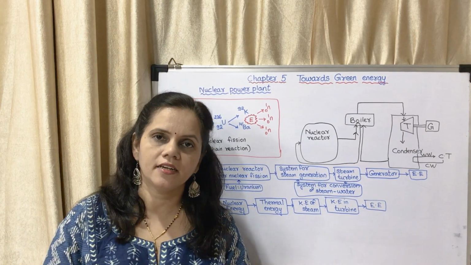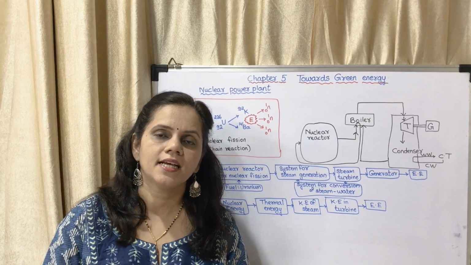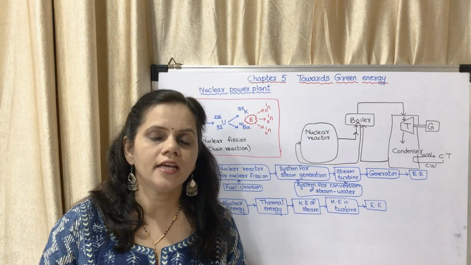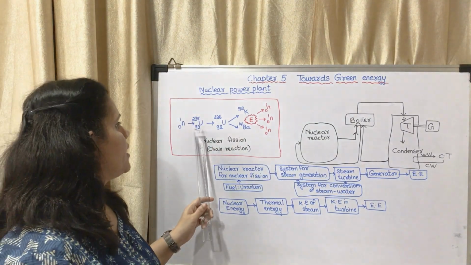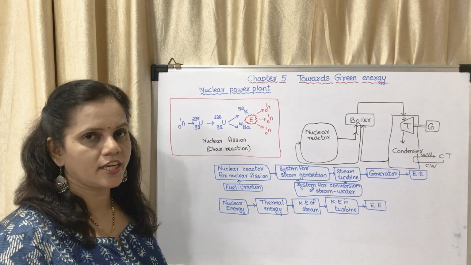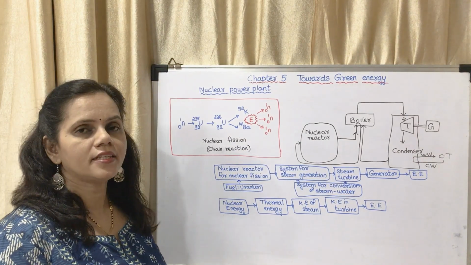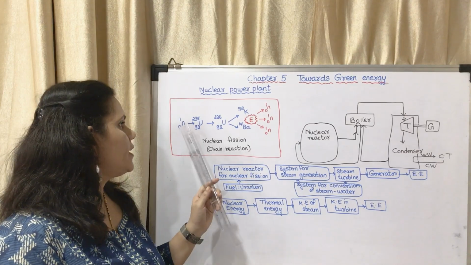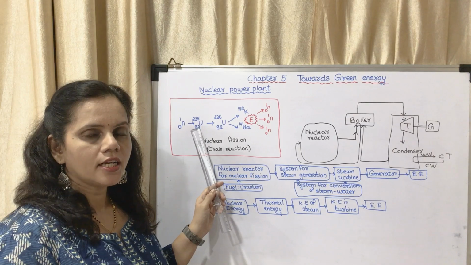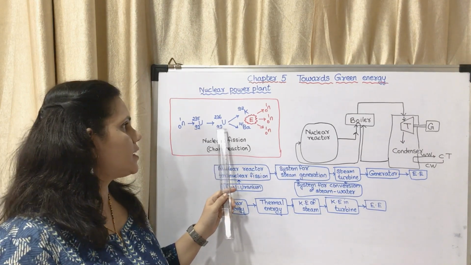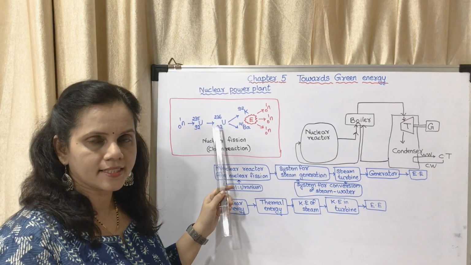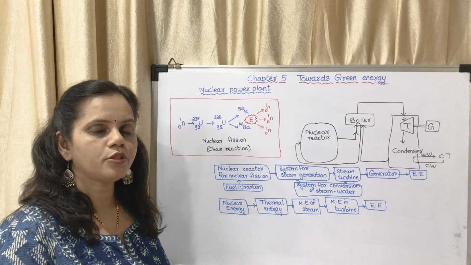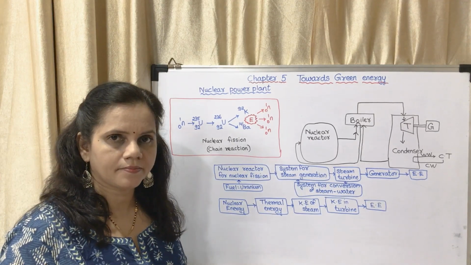First we will understand what is the reaction which is taking place inside a nuclear reactor. The uranium 235 isotope of uranium is made to collide with a neutron. When it is made to collide with a neutron, the uranium 235 gets converted into uranium 236, and that uranium 236 nucleus breaks.